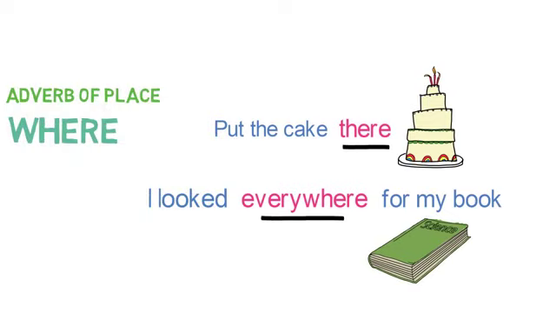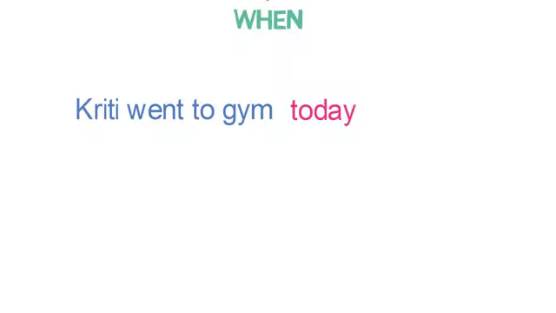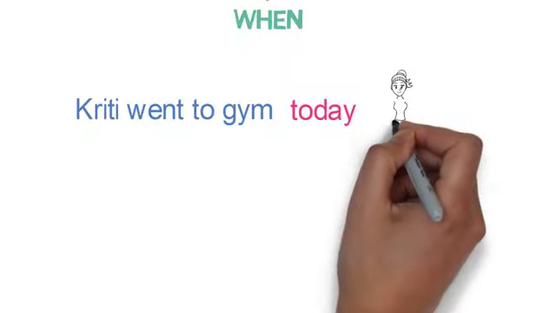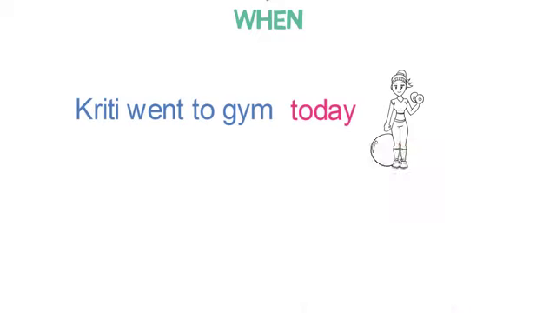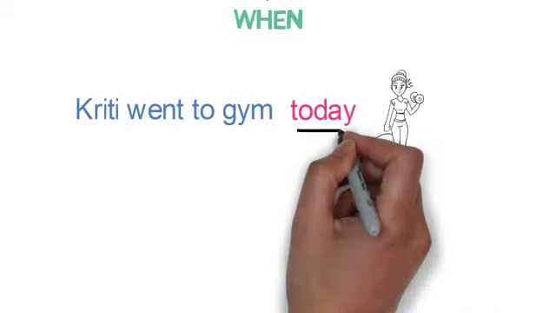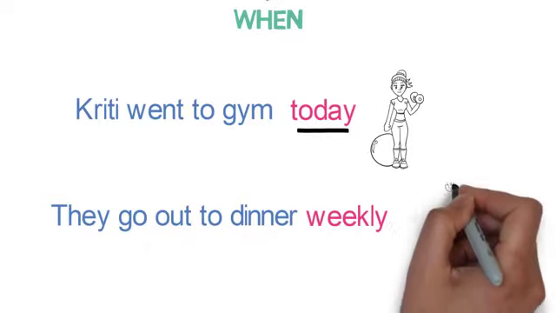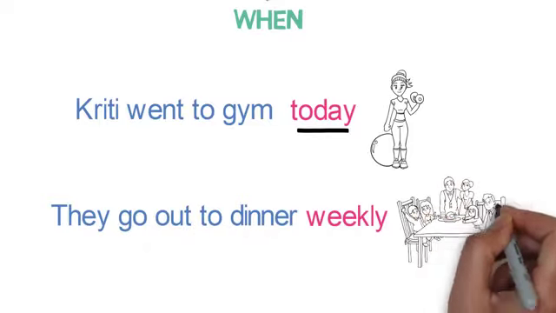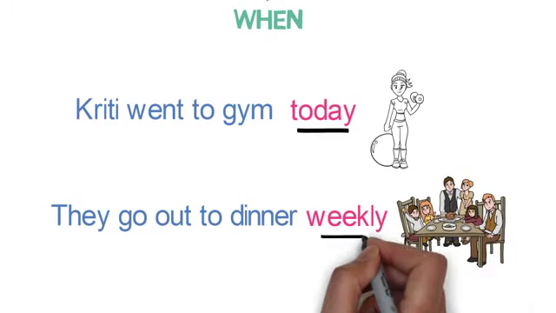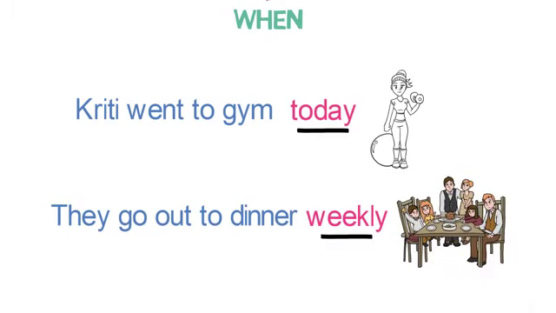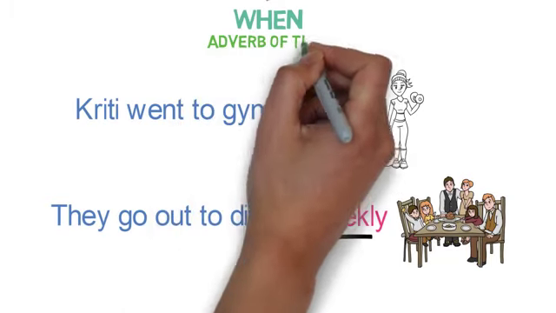Now, let's look into the next way in which we describe an action: when exactly the action happened. Kriti went to the gym today. Here, we know that Kriti went to the gym, but when did she go? Today. So, today is an adverb here. They go out to dinner weekly. Now, we can say that they go out to dinner without using weekly also, but weekly tells us when they go to dinner. As this adverb describes when the action exactly happened, these are called adverbs of time.